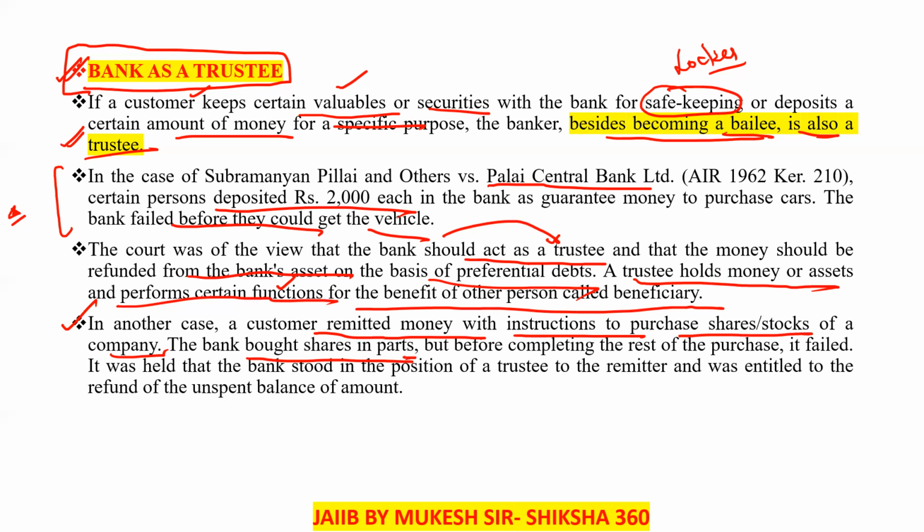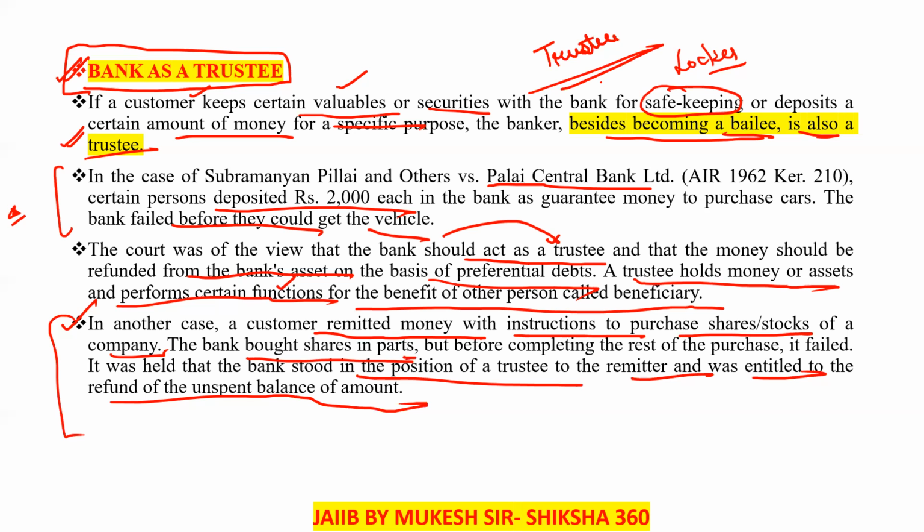So what will happen? It was held that the bank stood in the position of a trustee to the remitter and was entitled to refund of the unspent balance of the amount. In the case of the trustee, the bank has to refund the unspent balance of the amount. So bank can also act as a trustee.